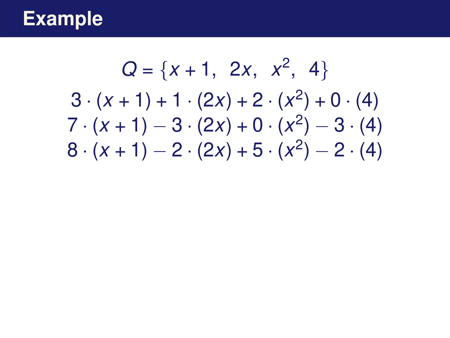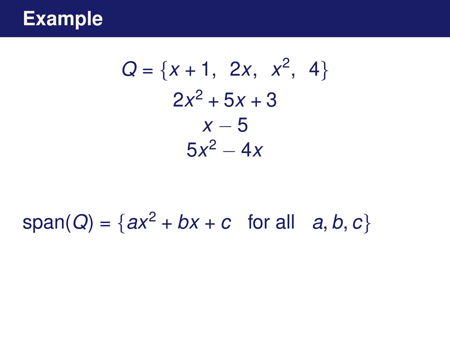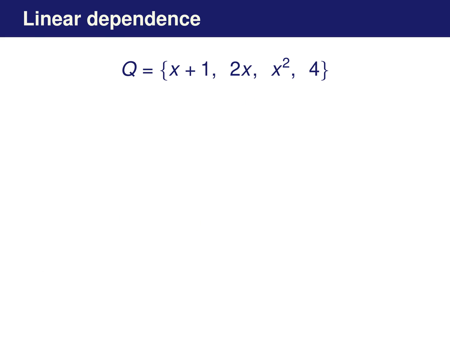Let's simplify these expressions. It's not that difficult. Guess what the span of Q is from these linear combinations. The span of Q is the set of all quadratic polynomials ax squared plus bx plus c. The vector space spanned by Q is the space of quadratic polynomials. Note that although the set Q contains 4 vectors, it is really representative of only 3 vectors. The first vector is a linear combination of the second and fourth vectors, so it doesn't provide any additional information.